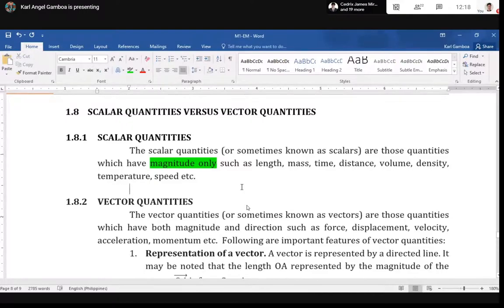So ano pa sir? Mostly saan ba ginagamit yan? Mostly ginagamit yan sa mga measuring in which wala namang kailangan ng direction. And also sa everyday life niyo, mostly purong mga scalar yung ginagamit nyo. So why do we need now to introduce another measurement quantity, which is a vector?